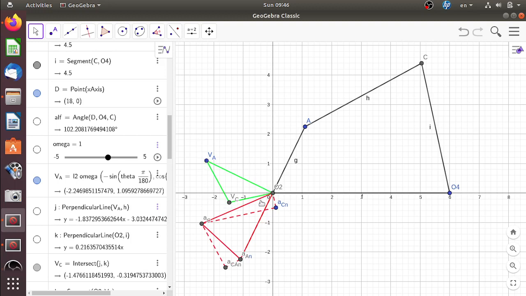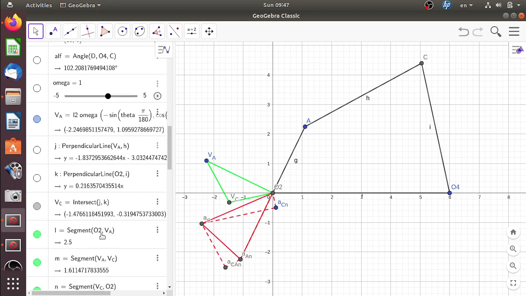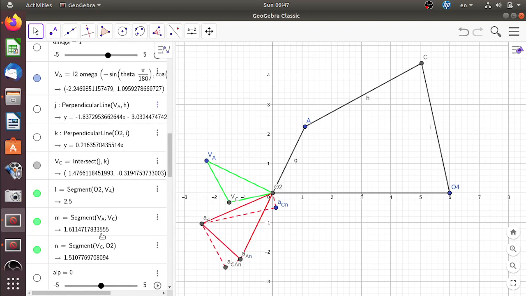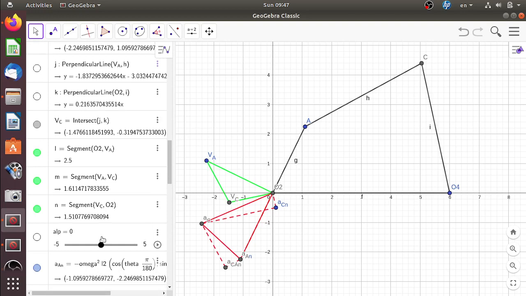Now let's see how to construct the acceleration diagram. For the acceleration, I require additional information, which is angular acceleration. Here I have assumed the angular acceleration is 0.